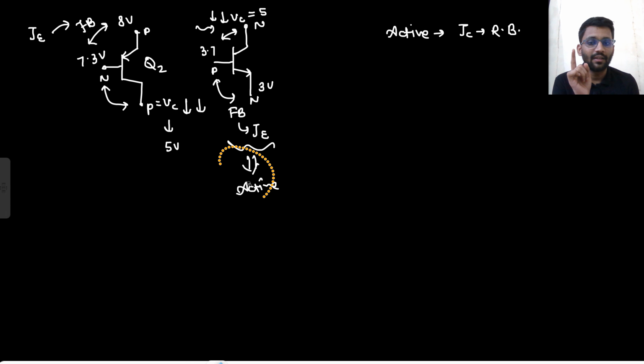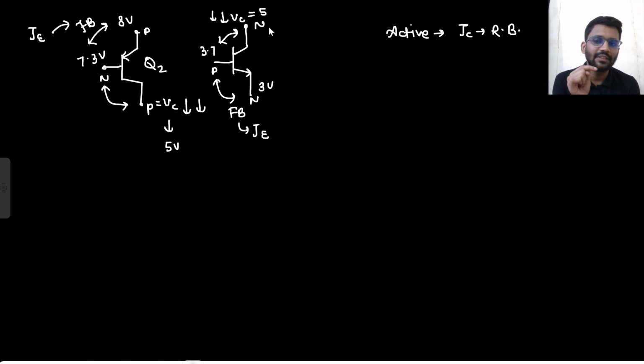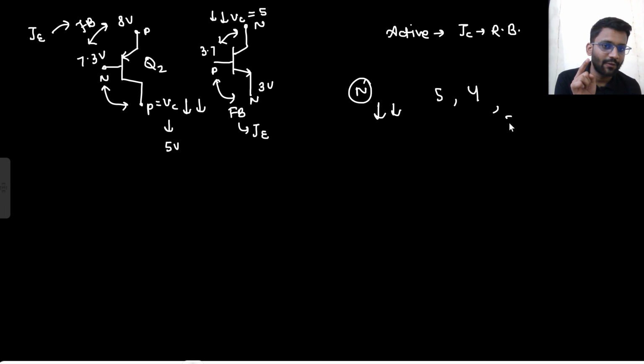Now what is happening? This particular VC is going down now. If VC goes down, then what will happen? N potential will go down. From 5 it will go down to, let's just say, 4. So still it is reverse biased. Let's just say from 5 it goes down to 3.6.